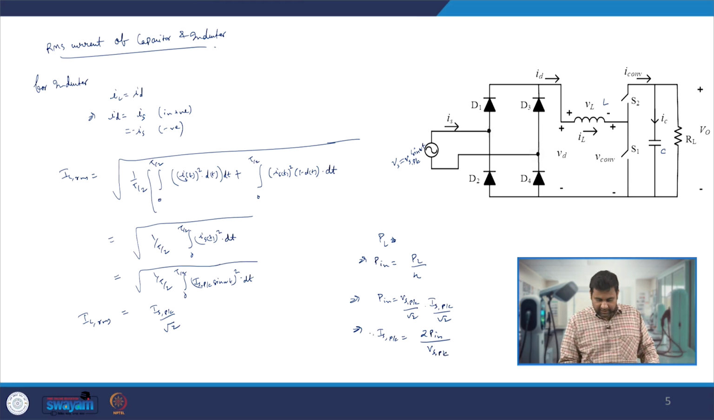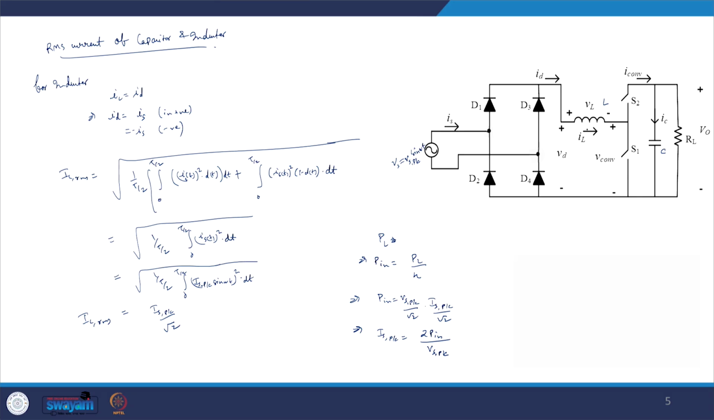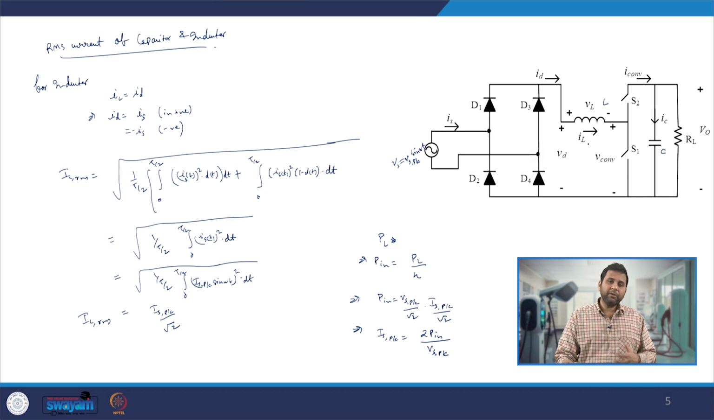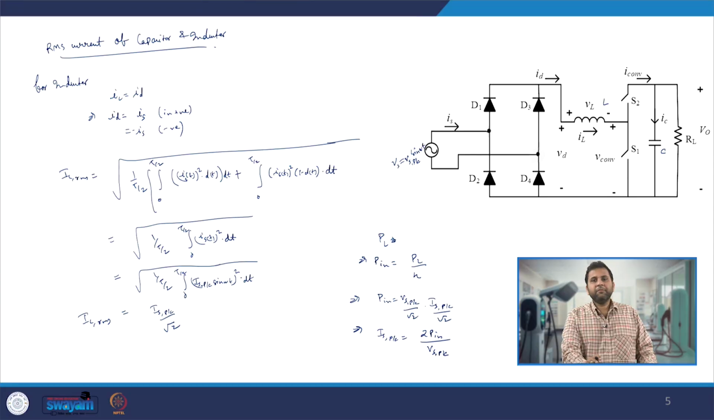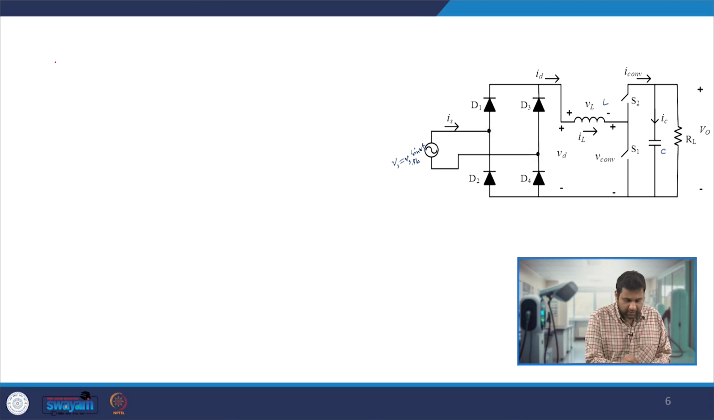That's when one can easily calculate Is peak, and from that one can calculate what will be the RMS current flowing through the inductor, and that will be useful for selecting the wire size of the inductor which will be wound over the core to obtain the required inductor. Similarly, in the same lines, let us also calculate the RMS current flowing through the capacitor. So for the capacitor, let us calculate the RMS current.